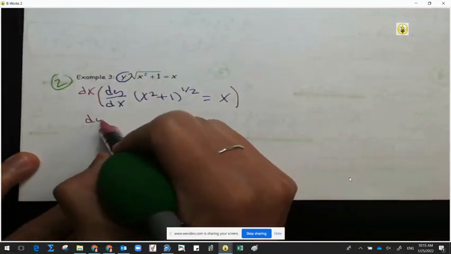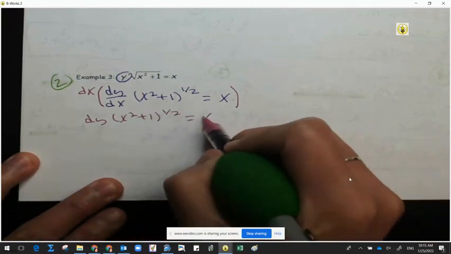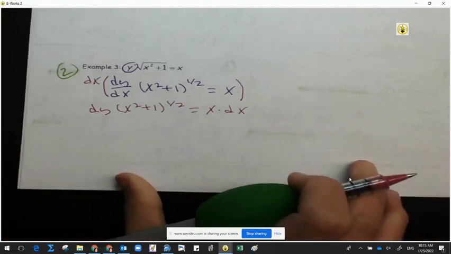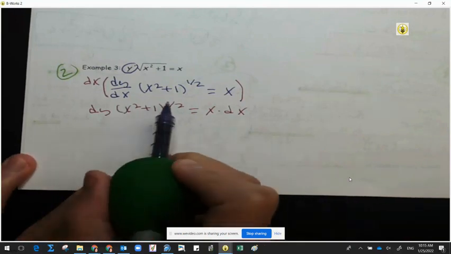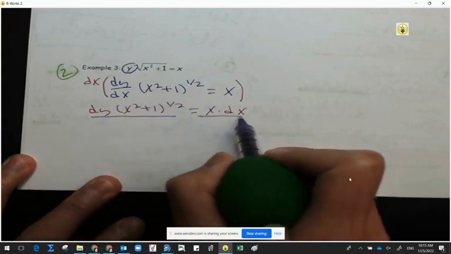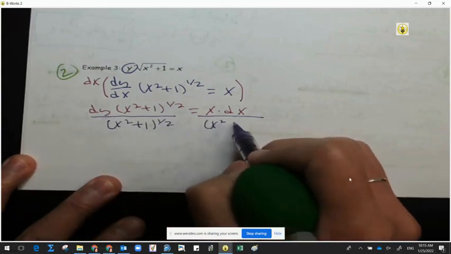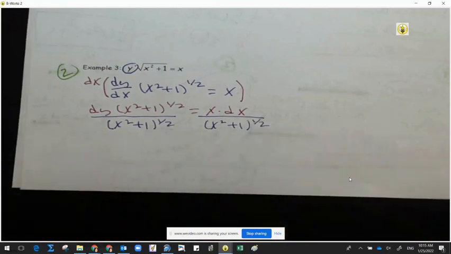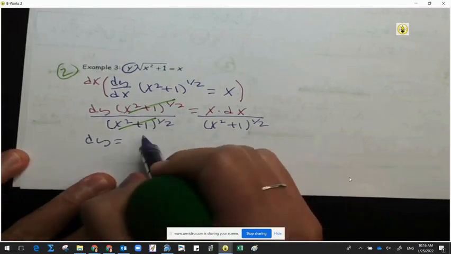So I now have dy times x squared plus 1 to the 1/2 is equal to x dx. We're still solving for y. So what should I get rid of before I integrate? What's right next to it? That's being multiplied, right? So I'm going to divide the whole thing by that component. So we're doing algebra 1, if you think of it in that sense. So we know that is going to knock out and reduce to 1. So I now have dy is equal to that component.